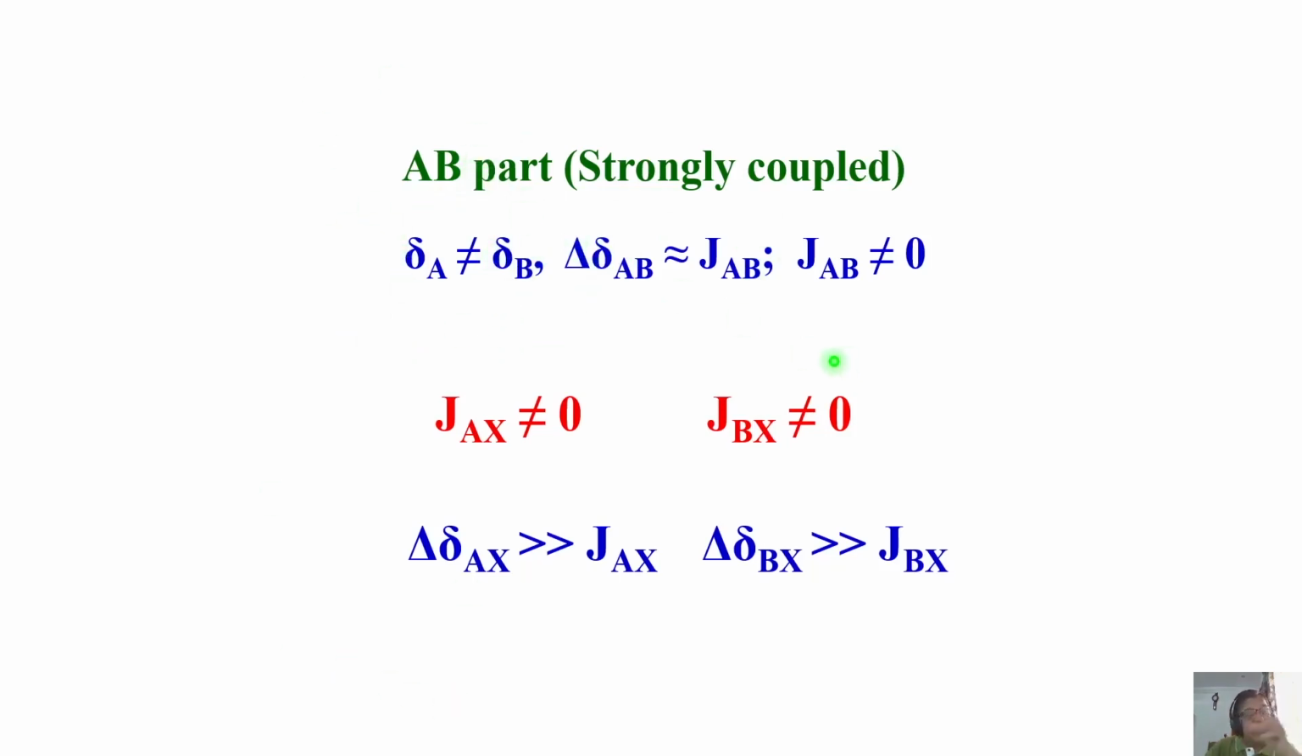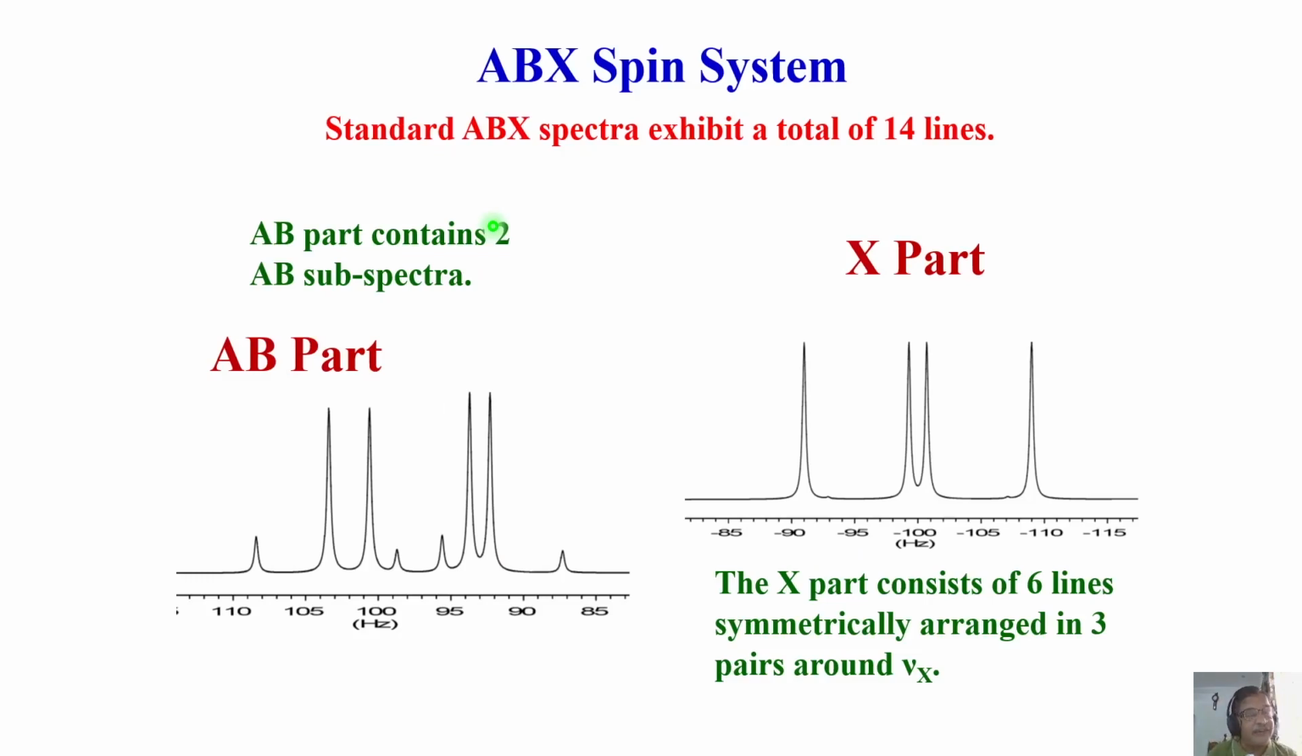Now AB is coupled to another third spin called X. JAX is non-zero. Similarly, JBX is non-zero. They are weakly coupled. The interesting part is, if you see the chemical shift of A to X, delta AX is larger than JAX. Similarly, the chemical shift of BX, delta BX is larger than JBX. So together, AB becomes strongly coupled, and when it is coupled to the third spin with this condition, it is a weakly coupled spin system. So there is a combination of two strongly coupled and two of them weakly coupled to the third spin together. This is the three spin case ABX, and it is very easy to analyze.